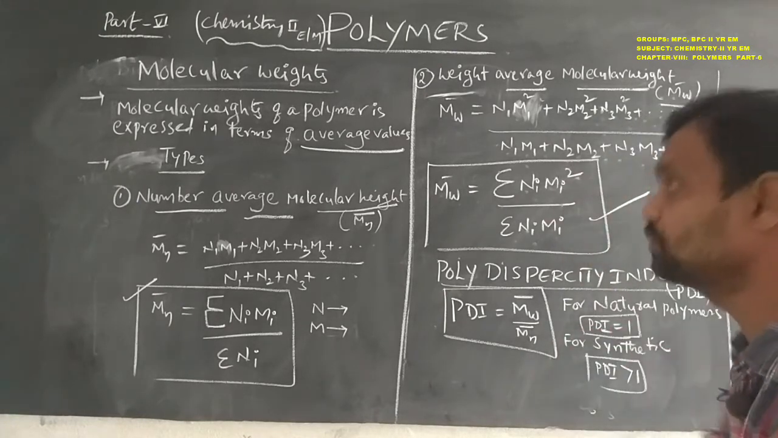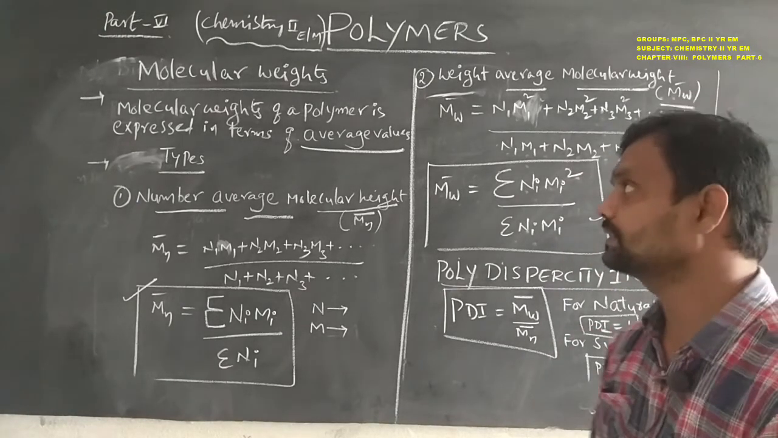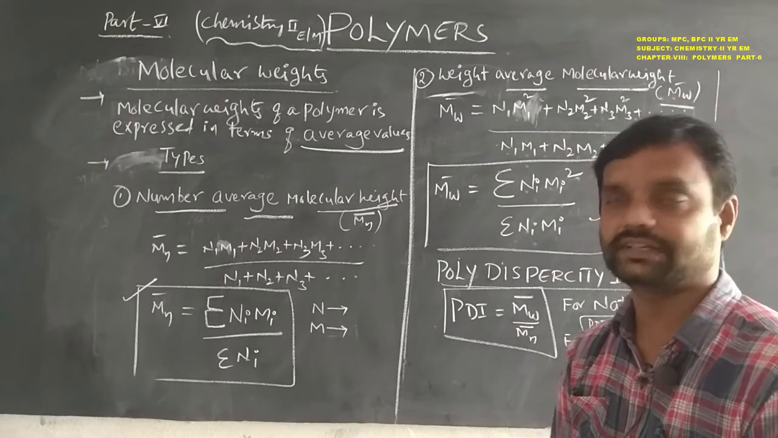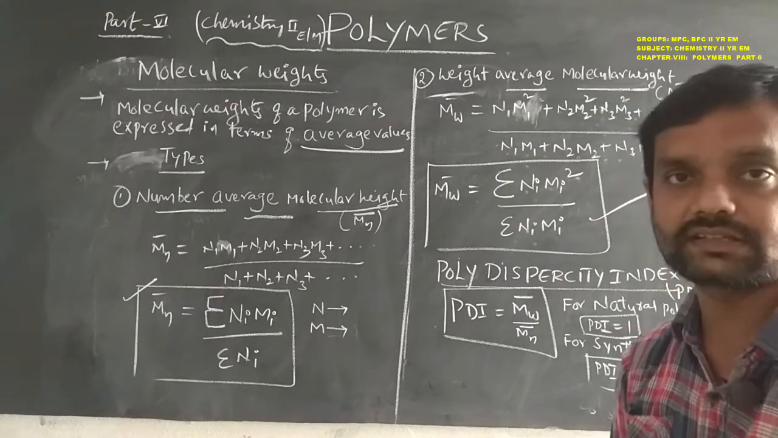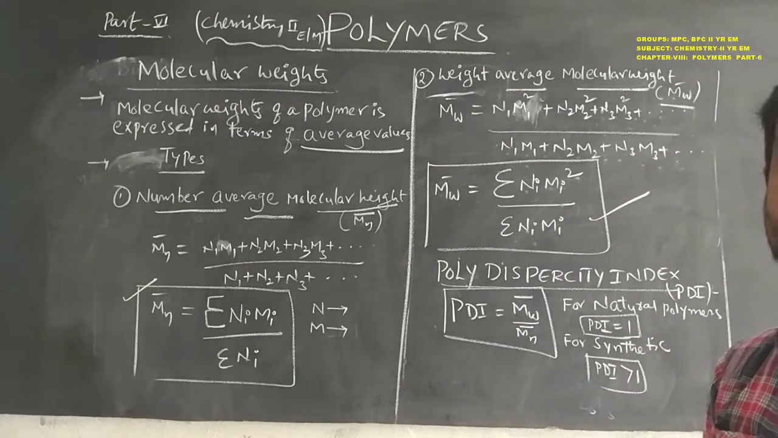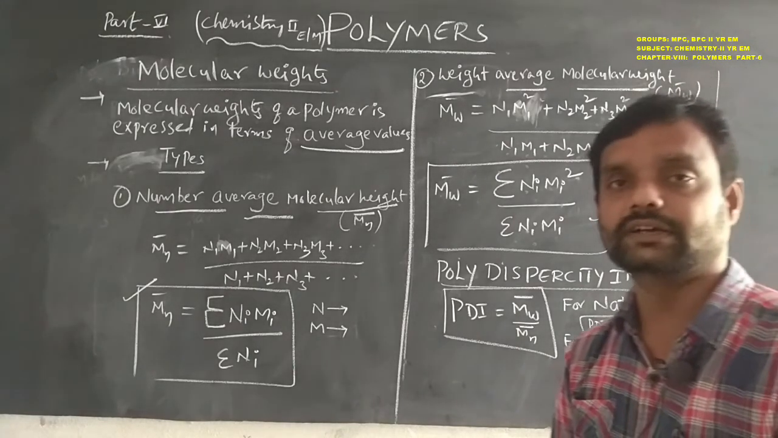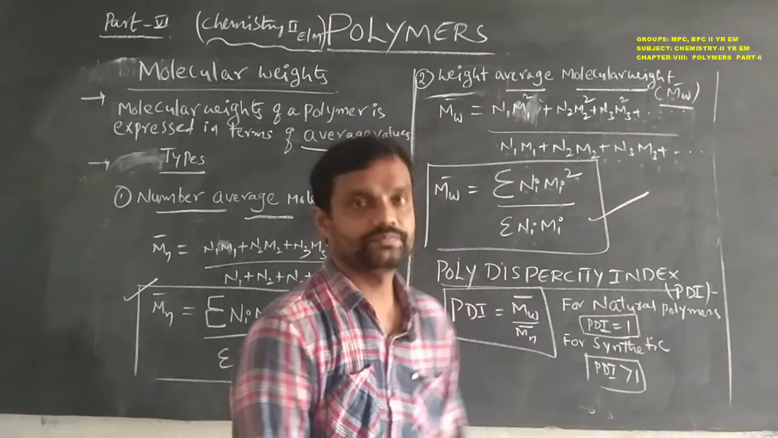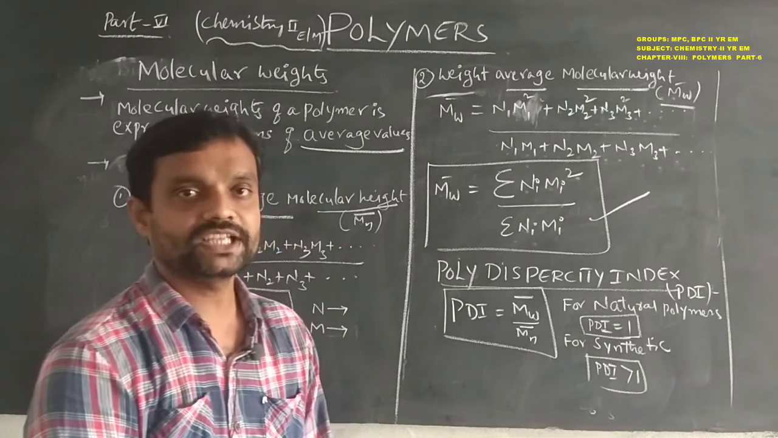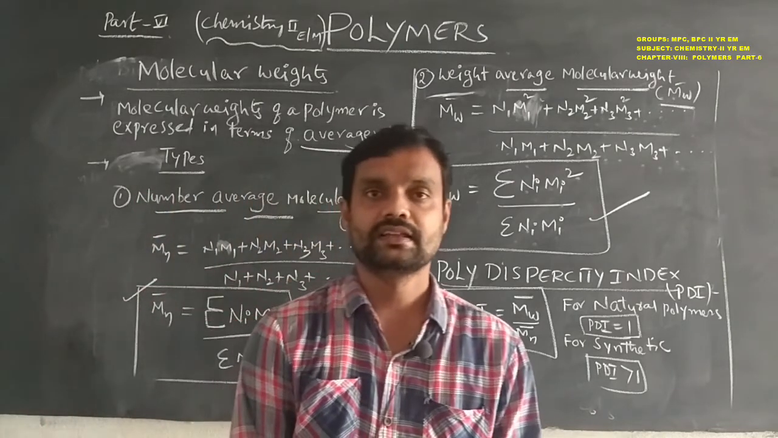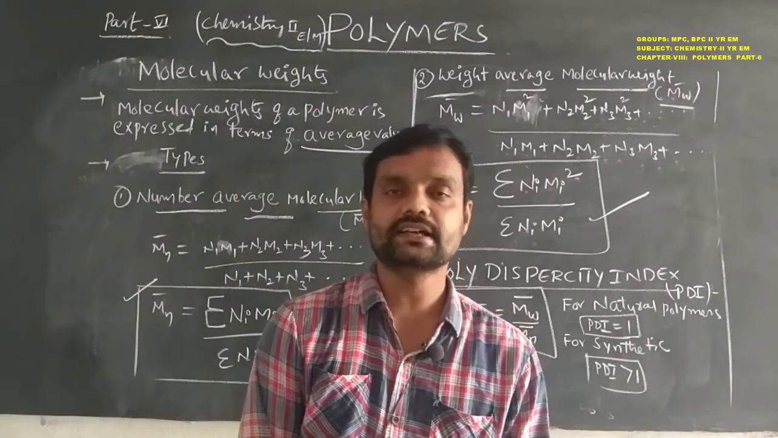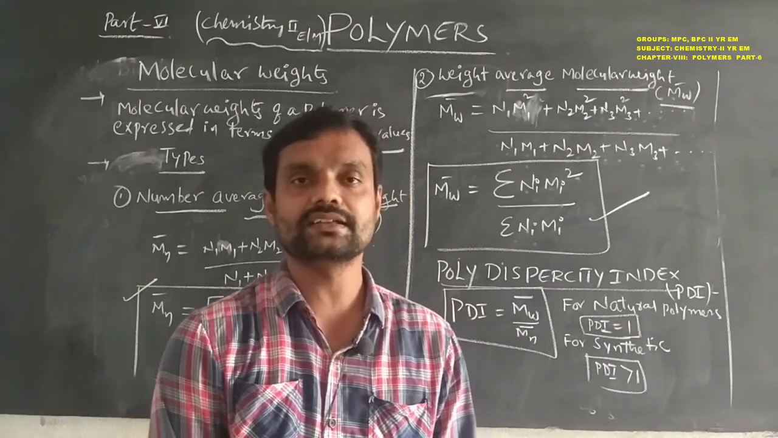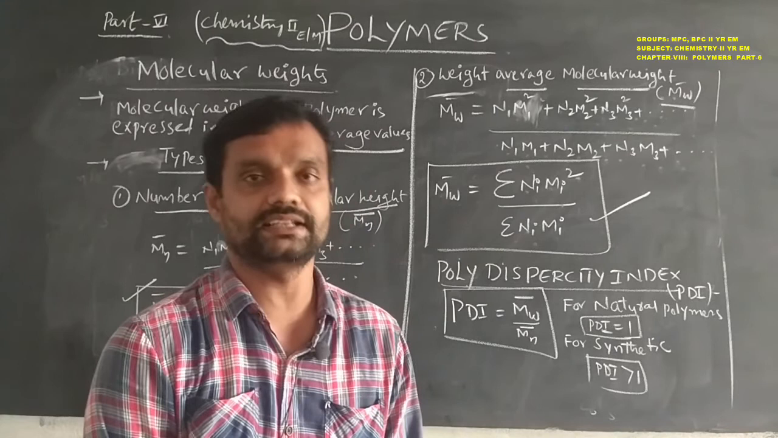So these are the two methods used to express the molecular weight of a polymer in average terms: the number average molecular weight Mn bar and the weight average molecular weight Mw bar. Next we move to the polydispersity index, PDI. Simply, the ratio between the weight average molecular weight and the number average molecular weight is called the polydispersity index.